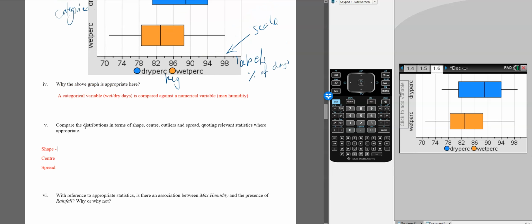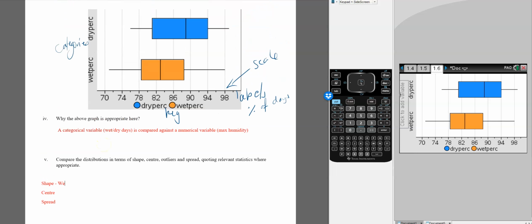The shape. Wet days is positively skewed and has no outliers. Okay, you could also include the outliers as a separate section. However, you can also include it in shape. Dry days, whereas dry days is negatively skewed and has no outliers.